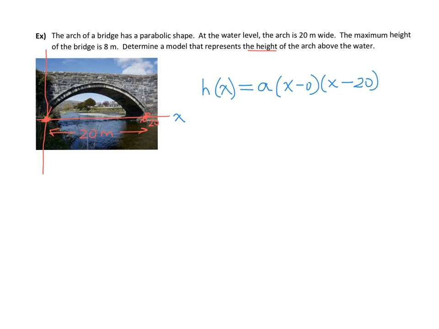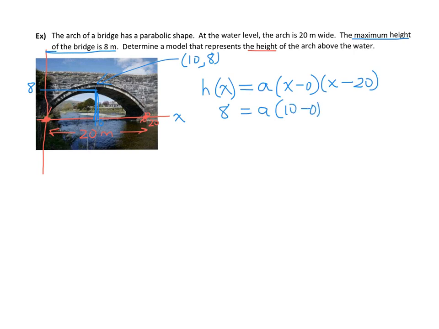Now, I need to figure out another point on my parabola. It's telling me the maximum height of the bridge is 8. I should have said the arch of the bridge is 8 meters. That's really what I meant here. So that maximum value right here is at 8. Now the question is, what's the x-coordinate that's going to go with that? Well, because parabolas are symmetrical, that x has to be exactly halfway between the 0 and the 20, which means it's at 10. So we have an ordered pair right here of 10 for the x value, and then the height is 8. So we're going to sub in the 10 for the x, the 8 for the height, h of x, and we're going to solve for that a value.